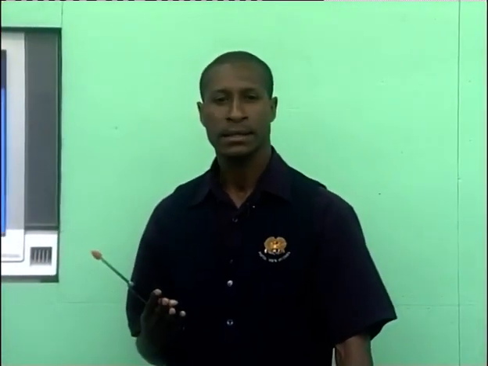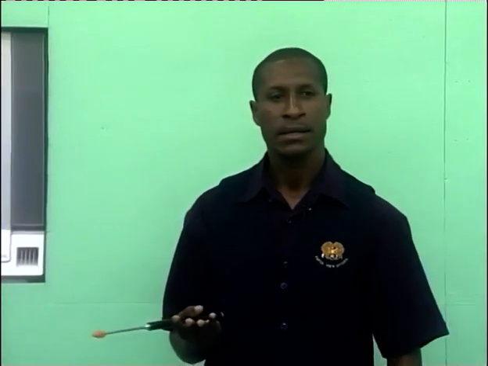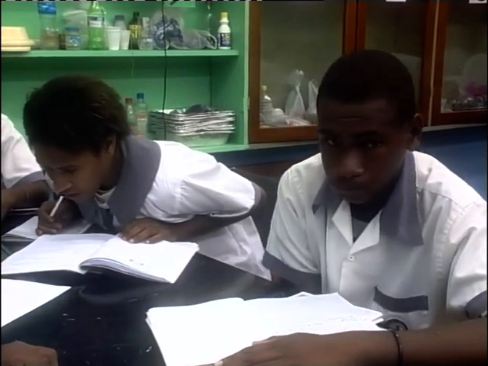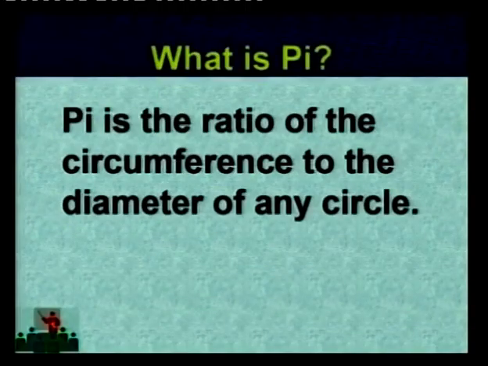Now, receiving students and ATs, before we identify pi, we need to know what pi is. What is pi? Okay, I have the definition for you on the screen. Receiving students and ATs, can you read the meaning of pi? Pi is the ratio of the circumference to the diameter of any circle. So that is the meaning of the word pi.